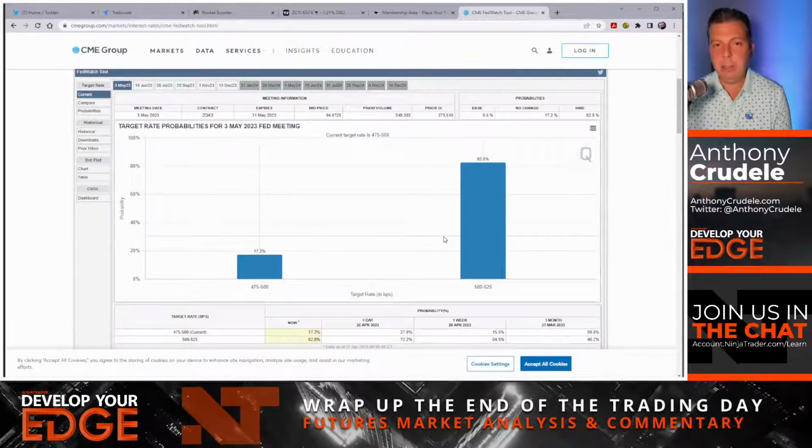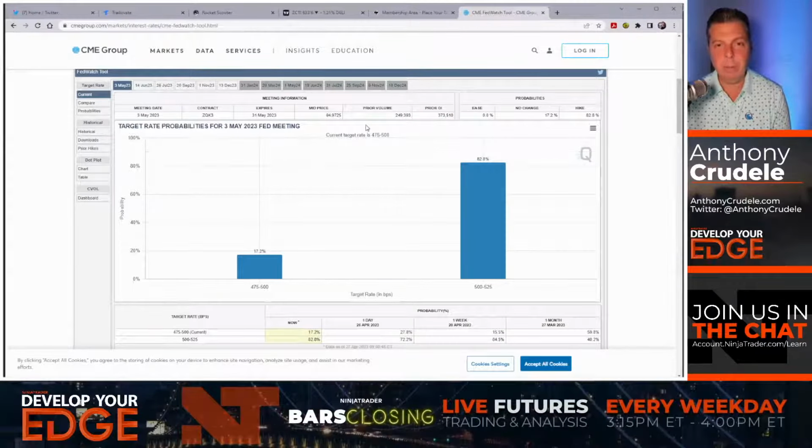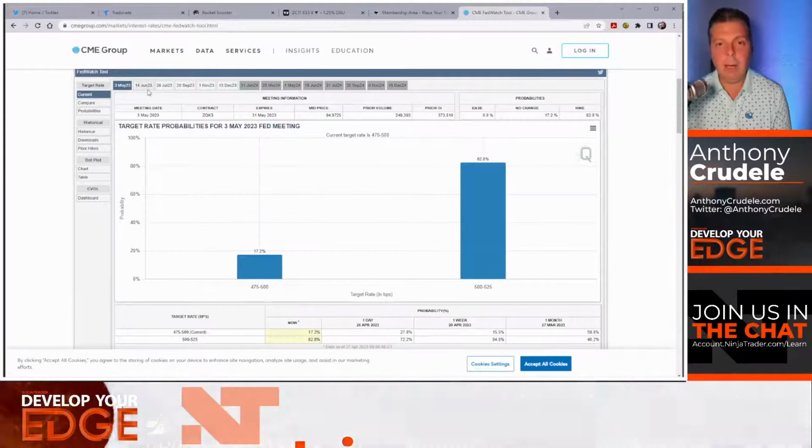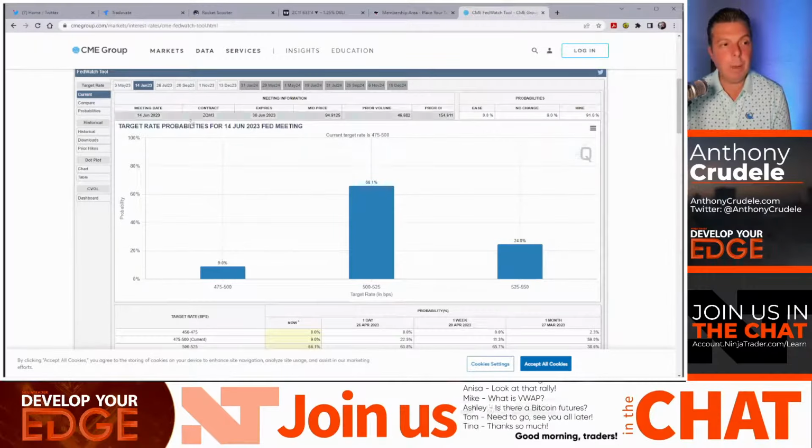And that is CME Group's FedWatch tool. You can just Google this or go to CME Group's website and find their FedWatch tool. We're now at 500 to 525 basis points. So basically it's saying that the current target rate is 475 to 500 at the Fed. We might still see a quarter-point move in the future, which is interesting. And you can click on all these different months up here to see where we look.